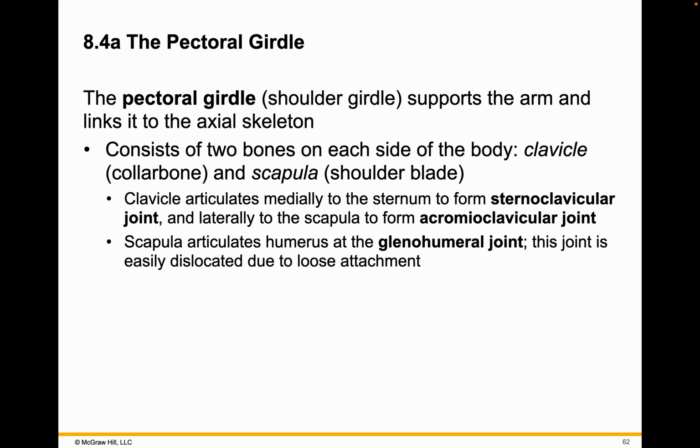The pectoral girdle, the shoulder girdle, supports the arm and links it to the axial skeleton. There are two bones on each side of the body, the clavicle and the scapula. The clavicles articulate medially to the sternum to form the sternoclavicular joint, and laterally to form the acromioclavicular joint. The scapula articulates with the humerus at the glenohumeral joint, and this joint is easily dislocated, but I'll save most of that discussion for Chapter 9.